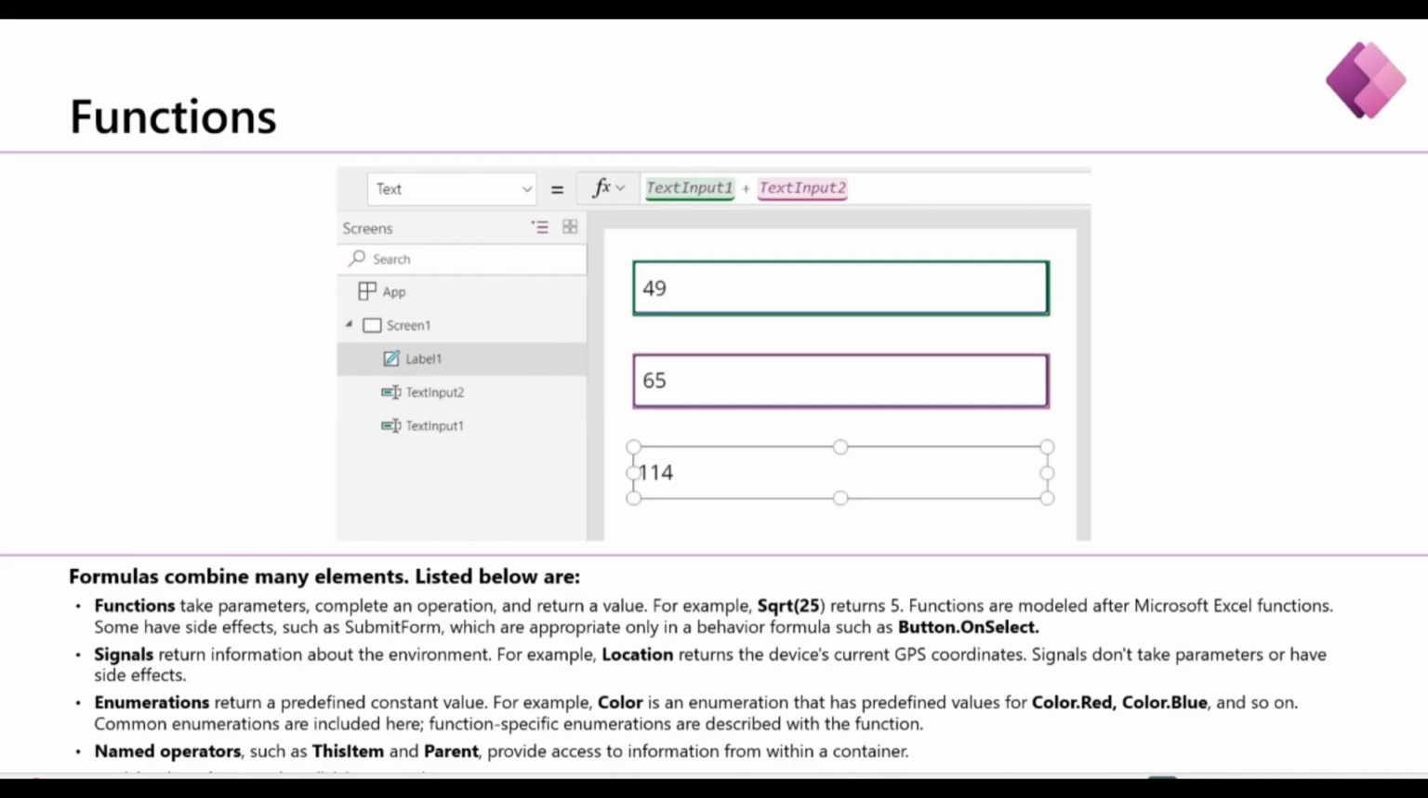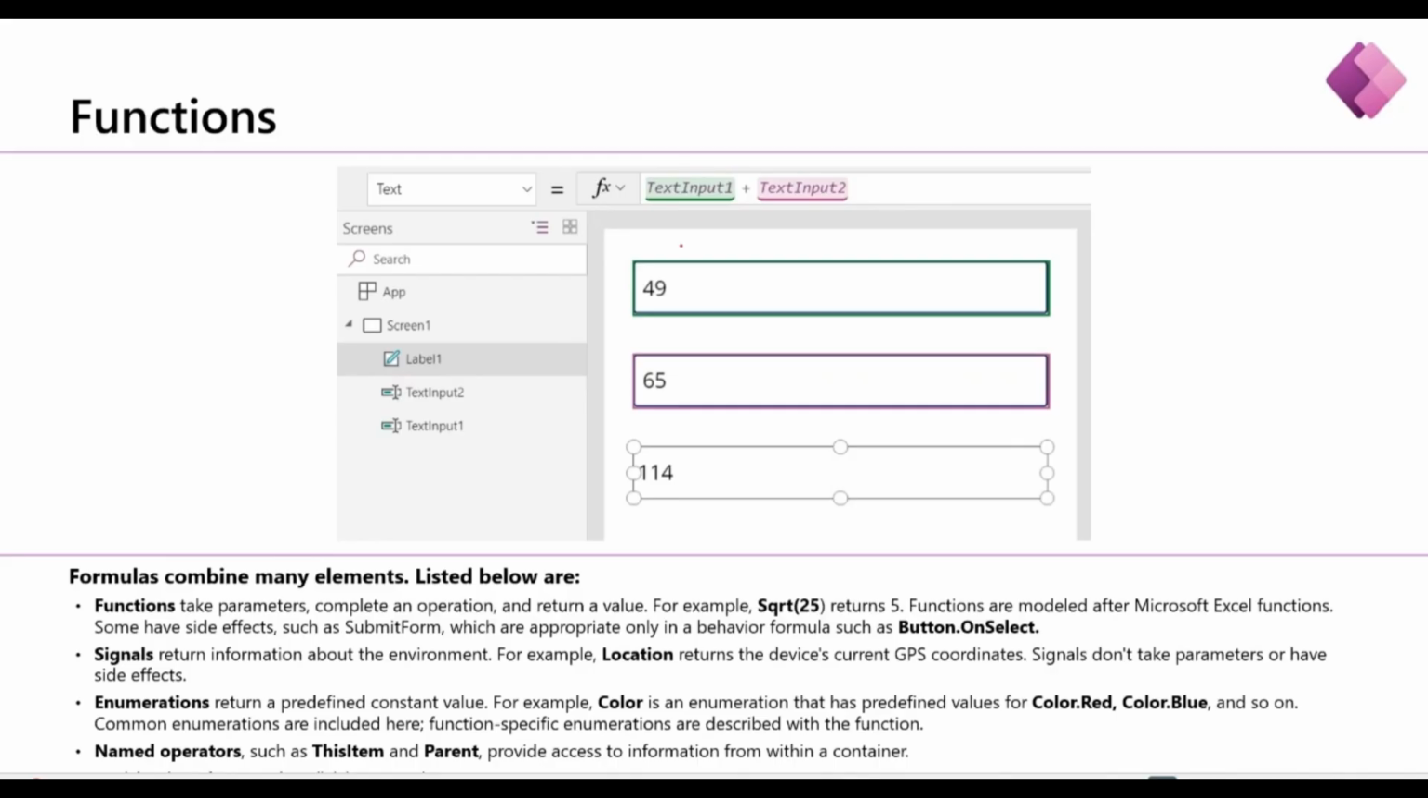There can be enumerations, which is again predefining some constant values. For example, there can be a color. Color can be an enumeration that has some predefined values like color.red, color.blue. You can be deciding what needs to be set there. Coming to some named operators, there are some existing, which can be this item. It can be a parent, which does provide an access to the information from within a particular container. So this is about functions.